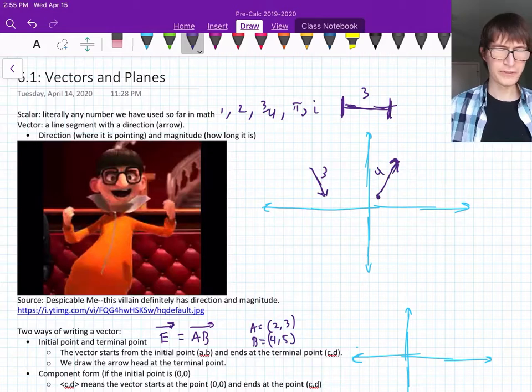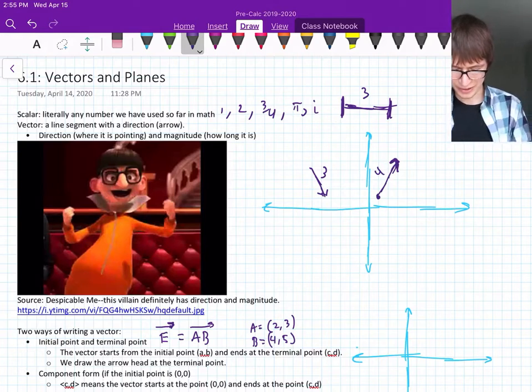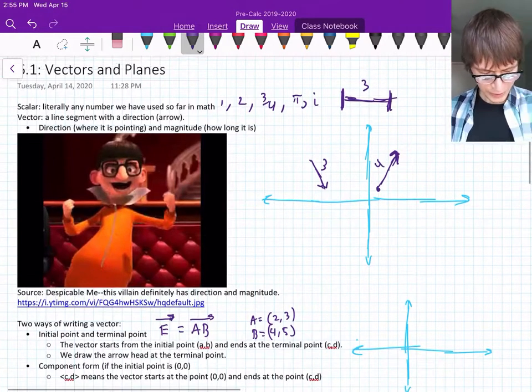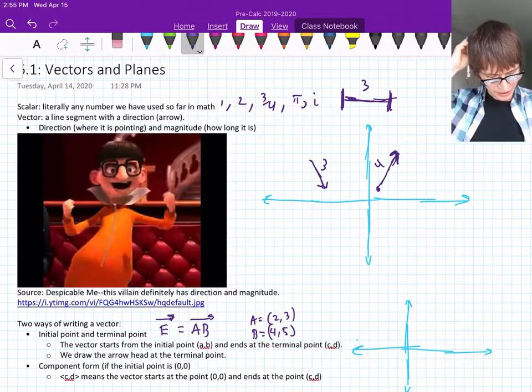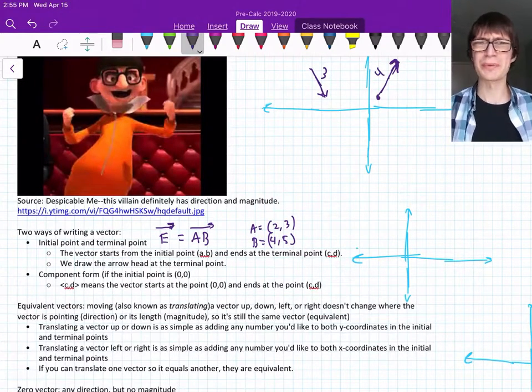If that's all too confusing, just think of it as a magnitude, a size, and a direction. It's going some sort of direction. To put it another way, let's look at two different ways of writing a vector. Maybe they'll make it a little bit clearer.